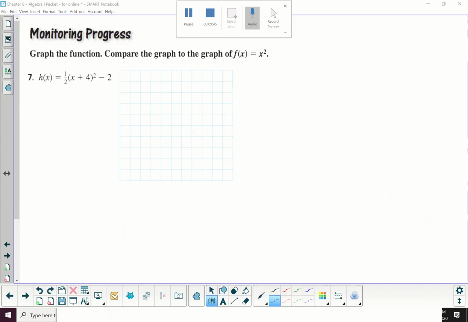Okay, so here we have monitoring progress number 7. Don't let that fraction intimidate you. We're just going to work with it. You'll see it's not that bad.